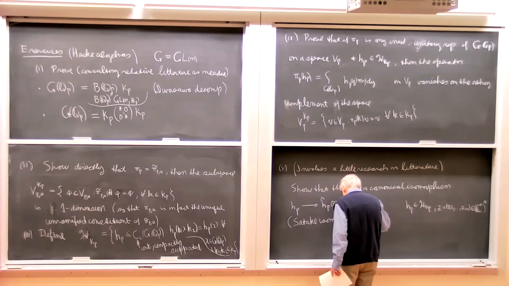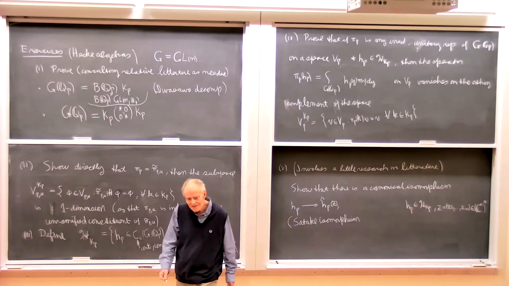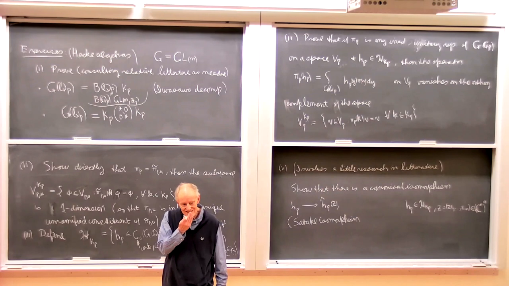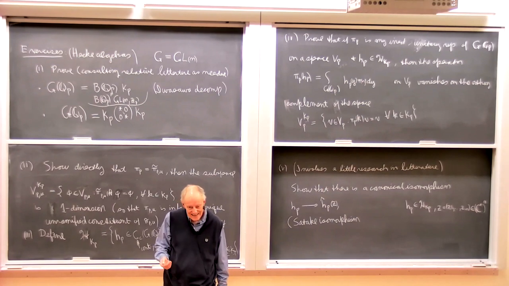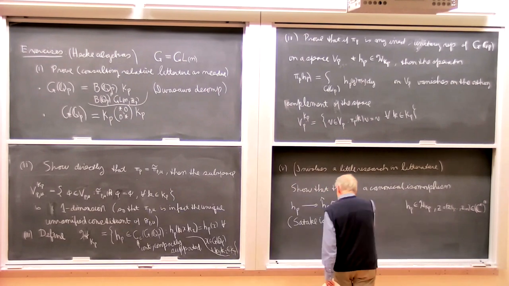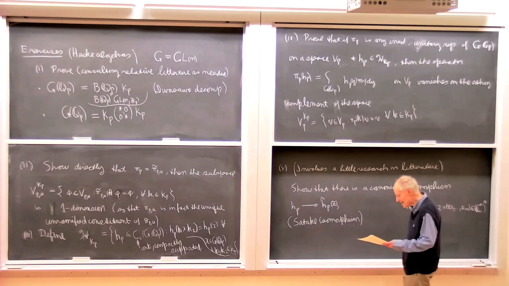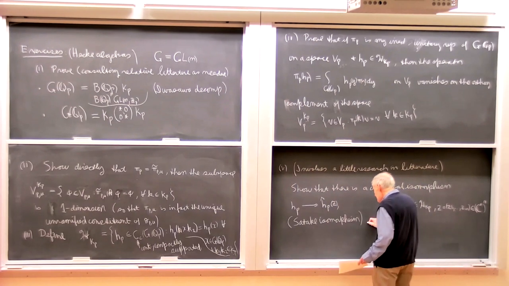Some people get mad if you call it the Satake isomorphism. Castleman gets mad. Oh, I shouldn't be saying that. I shouldn't be saying this. I'm being broadcast, but.